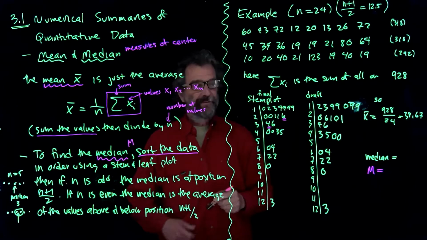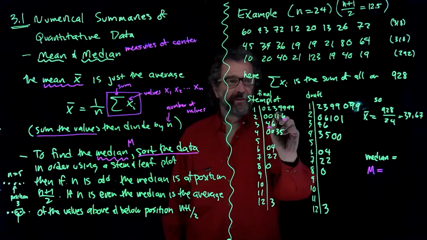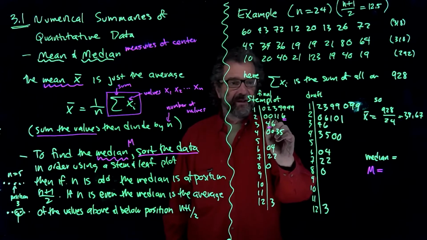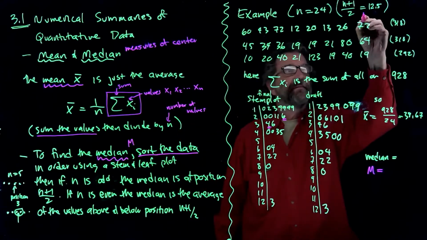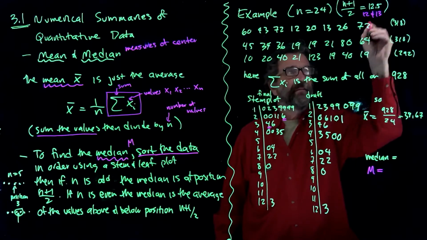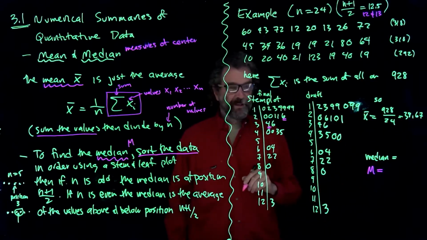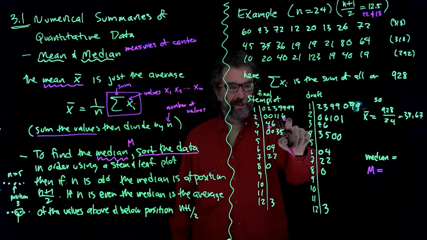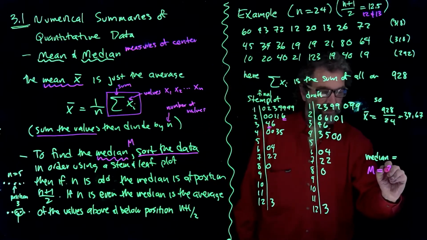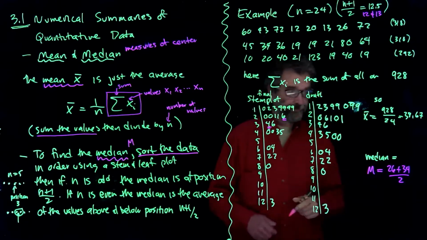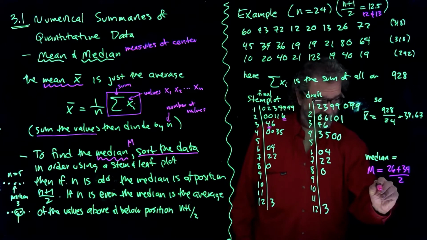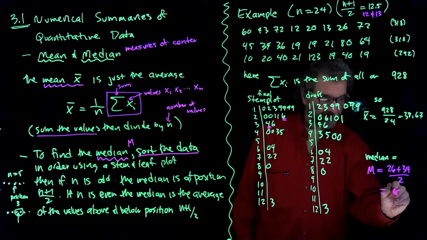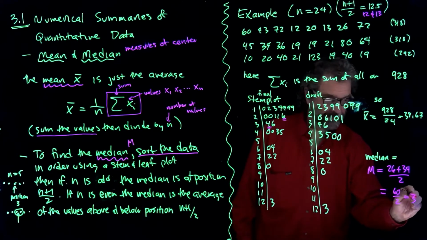We'll just make sure by counting up from the bottom. 1, 2, 3, 4, 5, 6, 7, 8, 9, 10, 11, 12, 13. So up here we say 12, 13 for the median. So we'll take the two numbers here. That's 26 and 34. 26 plus 34 over 2. And so that's 60 over 2. Equals 30.